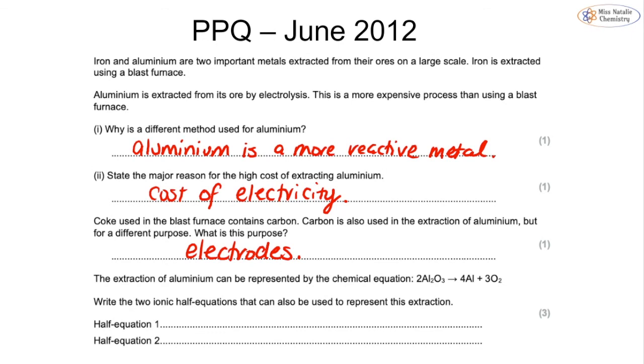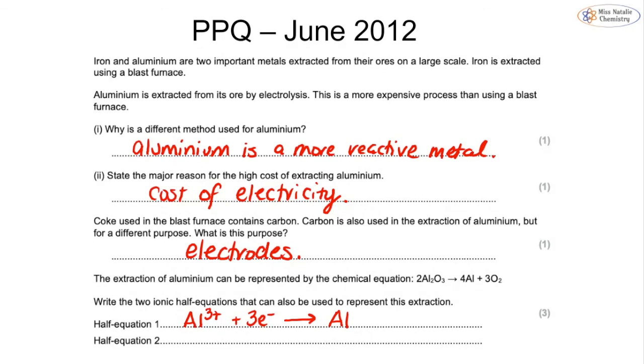And we want to show what the half equations are. So we're going to split this down. One of them is going to be for aluminium and one of them is going to be for oxygen. So if we start with the aluminium, we know that we're going to have the aluminium as an ion because it is in aluminium oxide, and it has a charge of 3+. When it goes to be aluminium metal, we have to gain electrons here. Okay, so when it is gaining electrons, we write the electrons on the left-hand side.